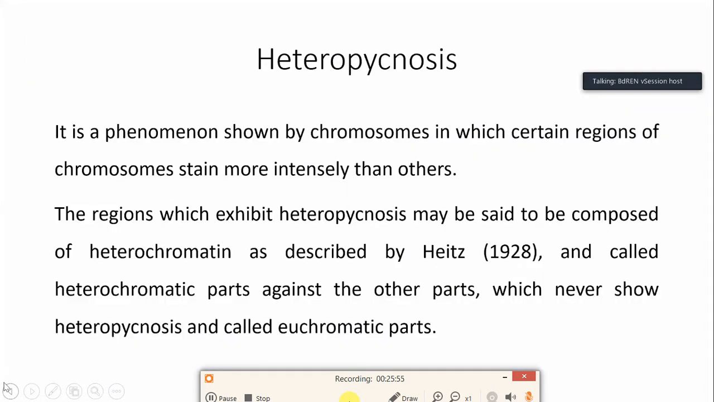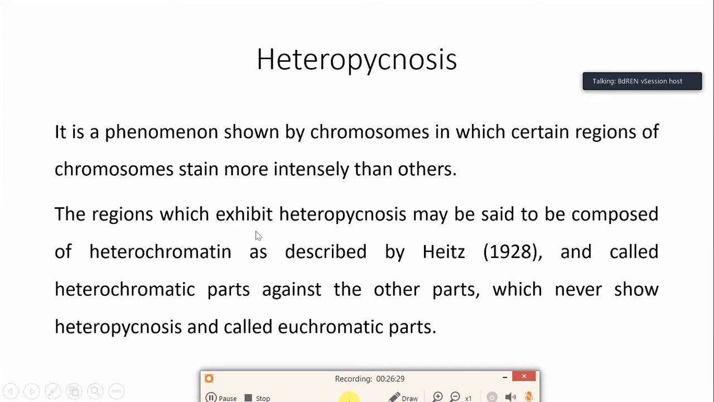Okay, heteropycnosis. Heteropycnosis is another term. It is related to heterochromatin and euchromatin. During heterochromatin formation, you have seen that it takes a deep stain. This deeply stained nature is denoted as heteropycnosis. It is a phenomenon shown by chromosomes in which certain regions of chromosomes are stained more intensely than others.